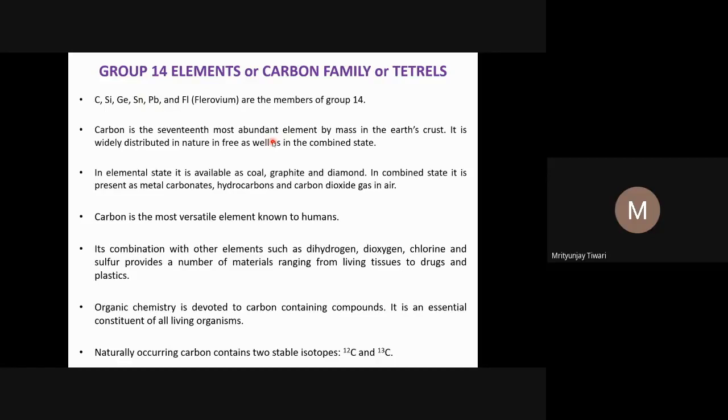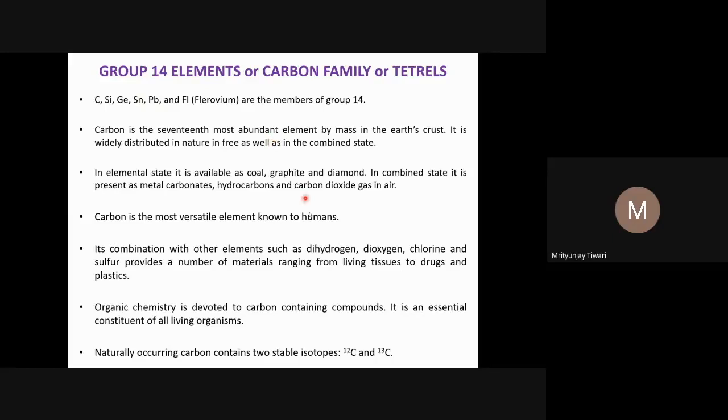And so the understanding of the chemistry of carbon and the carbon family started because people found that it exists mostly in organisms, living forms. So the chemistry of carbon we also call organic chemistry. The word itself came from organism. You can see organic chemistry. So carbon is the most versatile element known to humans.